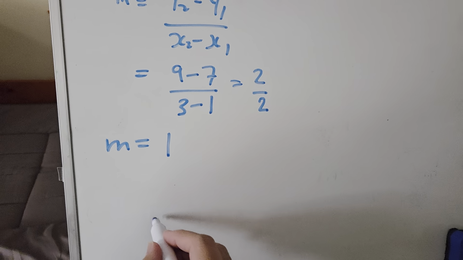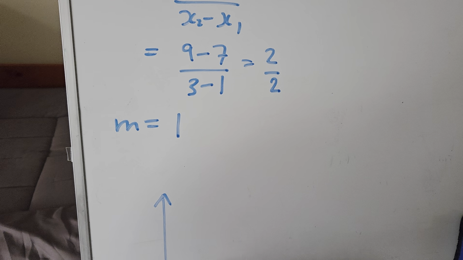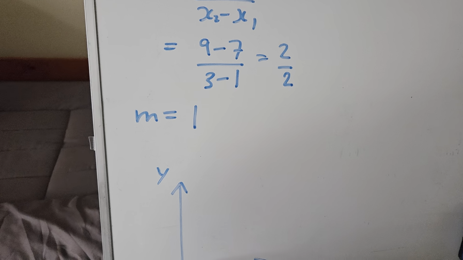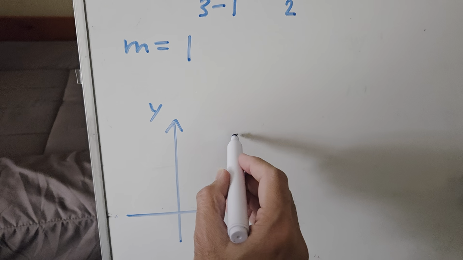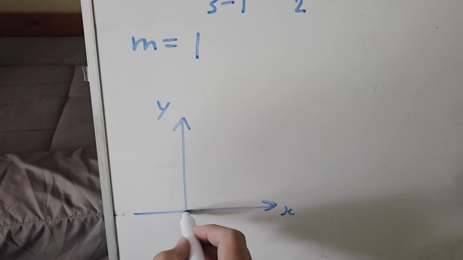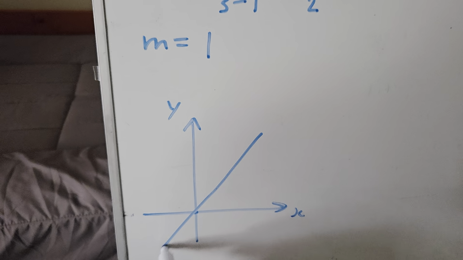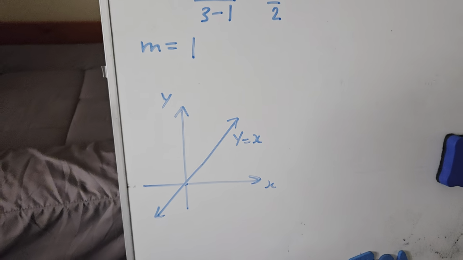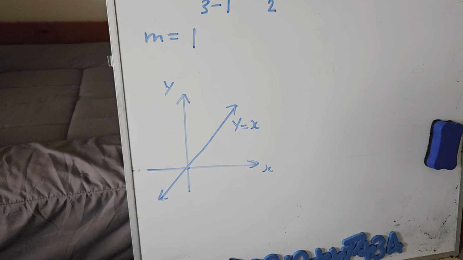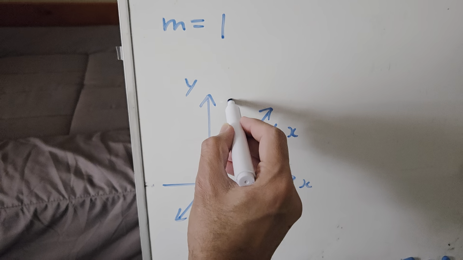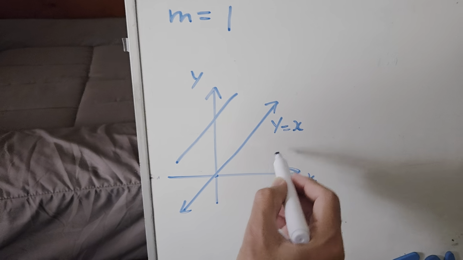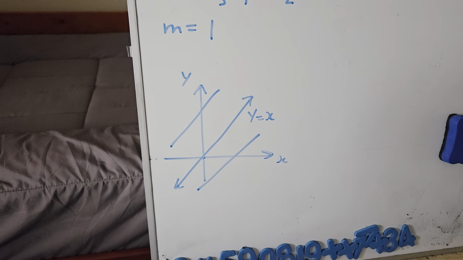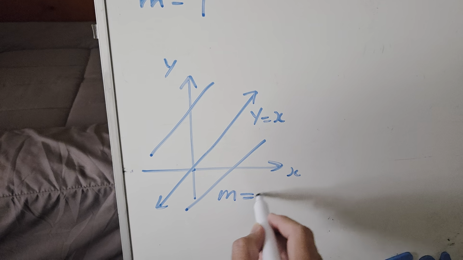How does a line with a gradient of 1 look? On the y-axis and x-axis, a line which has a gradient of 1 will be a 45-degree line. If it goes through the center, the line y equals x has a gradient of 1. That's an example. Any line parallel to that will have a gradient m equal to 1.